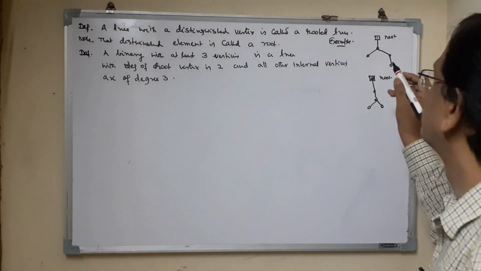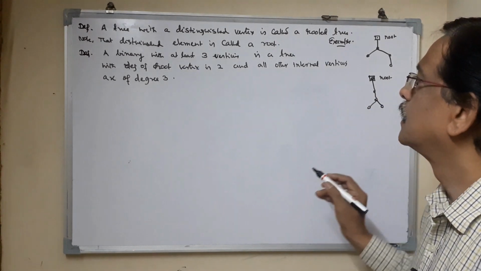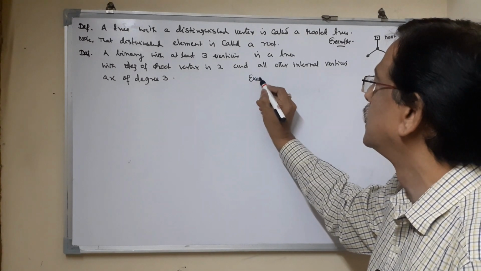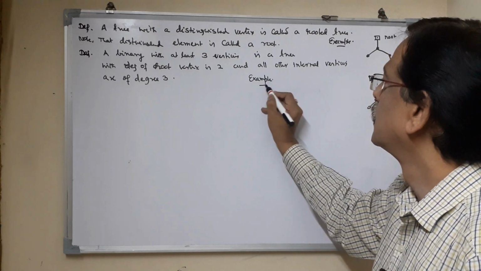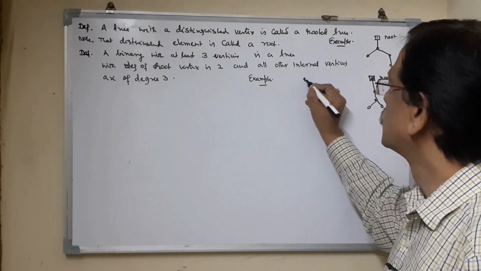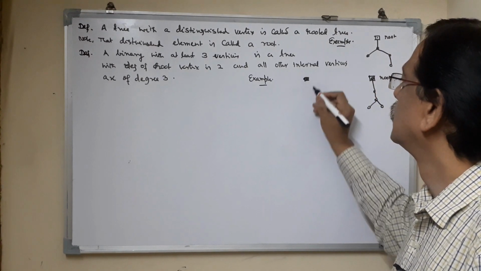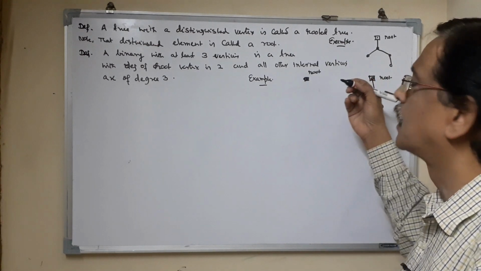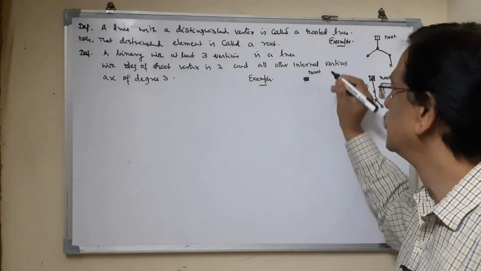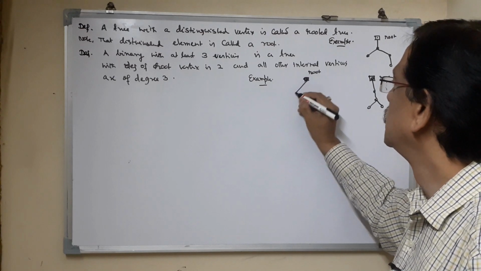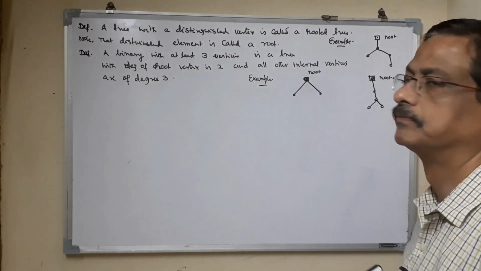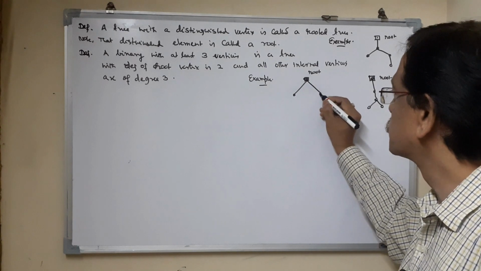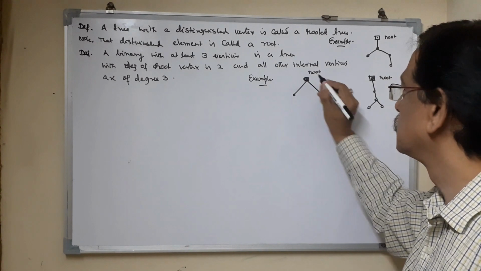Look at that carefully. If I want to write an example for a binary tree, I need this. This is the root vertex. Or simply, when the context is clear, you can write simply the root. It should have 2. It must be at least 2. If I want to stop here, this is okay, no problem.